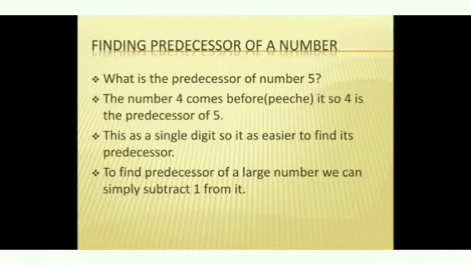Now, how do I find a predecessor of a number? I can simply find the predecessor of a given number by subtracting 1 from the given number. So if I subtract 1 from the number 5, the number given to me is 5, and if I subtract 1 from it, what will I get? I will get 4. So I can say that 4 is the predecessor of the number 5.